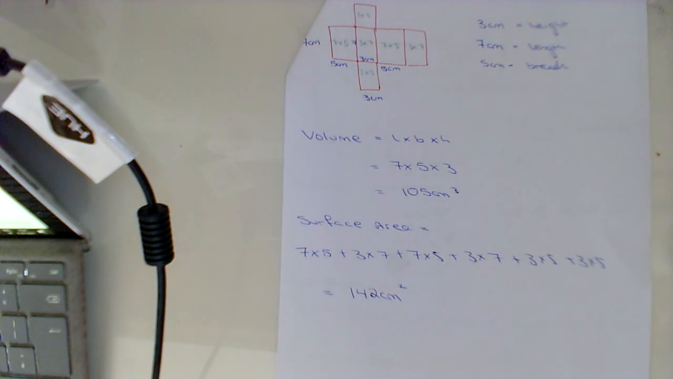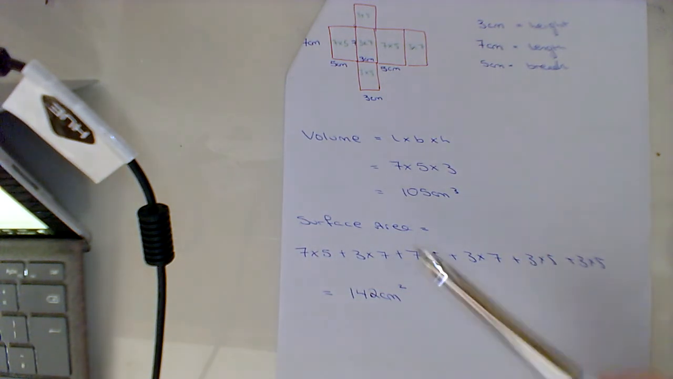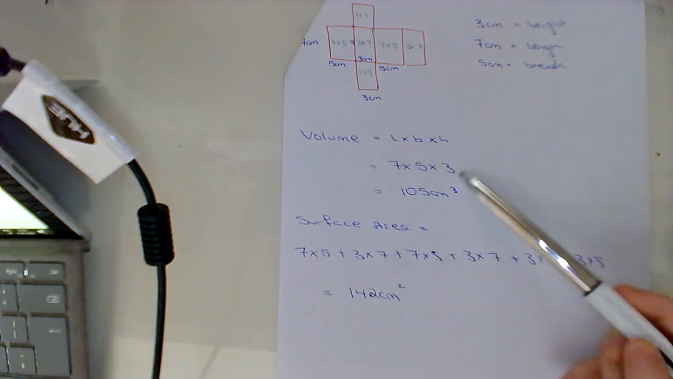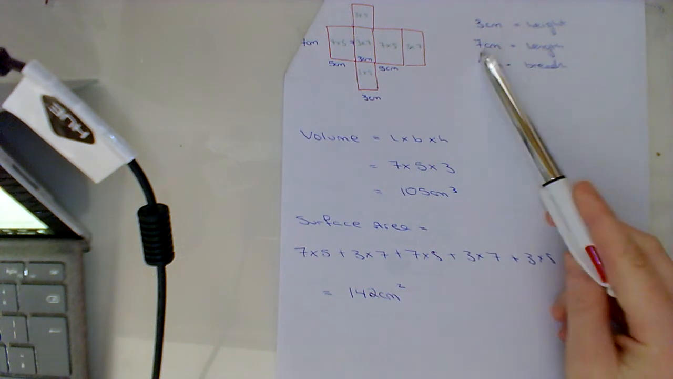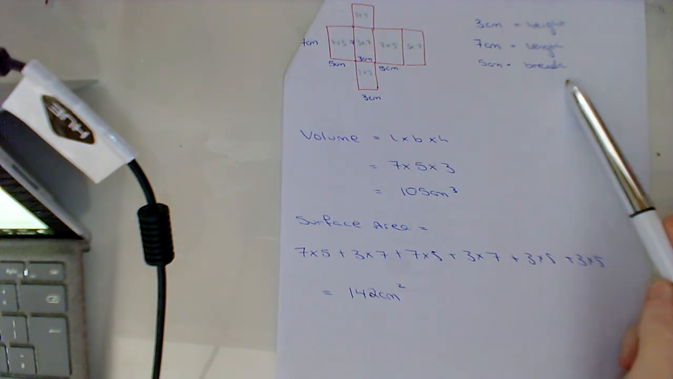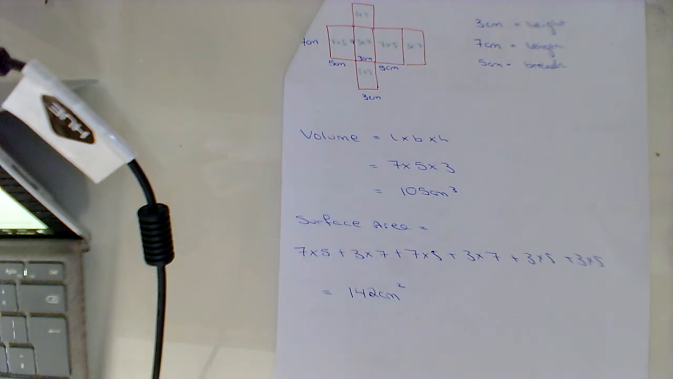On to question 2 then. It tells me use the nets of the following rectangular solids to find their volumes and surface area. So volume is still length by breadth by height. For this example, I have 7 by 5 by 3, and I get 105 centimeters cubed. 3 was my height, 7 was my length, and 5 was my breadth. Another word for breadth is your width.